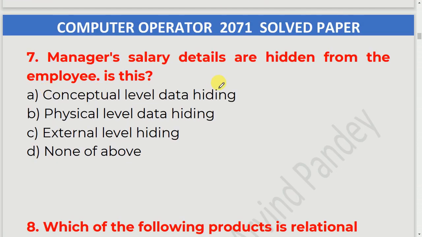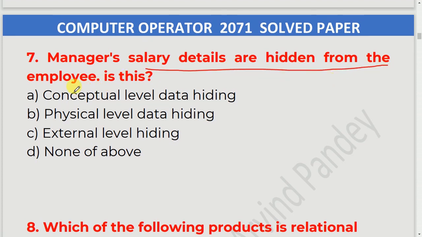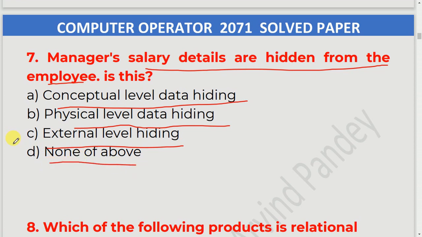Question number 7. Manager's salary details are hidden from the employee. Is this option A, conceptual level data hiding, B, physical level data hiding, C, external level hiding, D, none of the above. And the correct answer is option C, external level hiding.